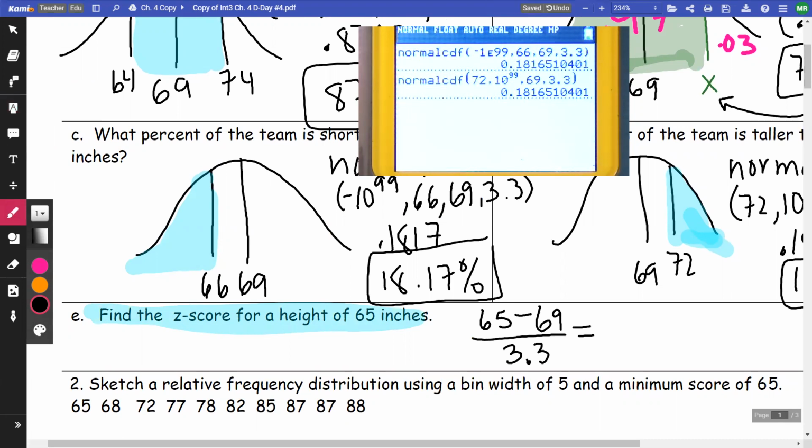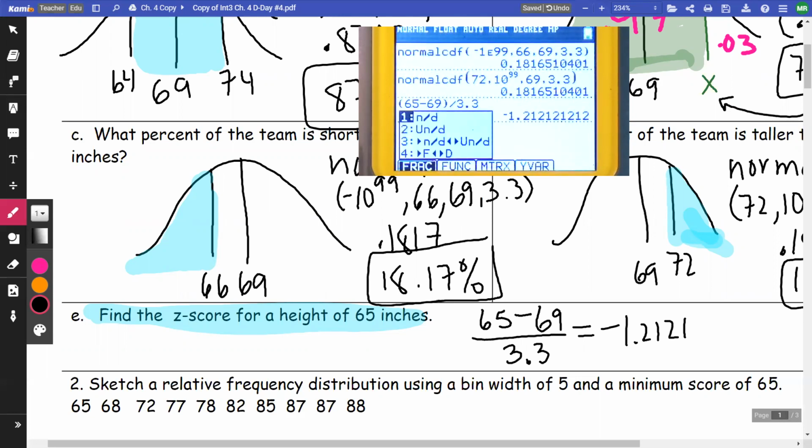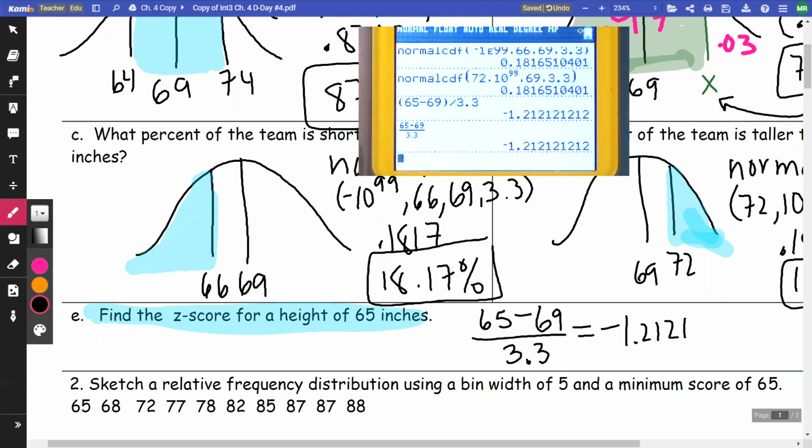So I'm going to put this into my calculator. I can do it 2 ways. I can go parenthesis, 65 minus 69, close my parenthesis so that whole thing computes, and then divide it by 3.3. And I get -1.2121. Or I could do the alpha y equal, which is your fraction. So 65 minus 69 over 3.3, and that will give us the same thing. We just have to make sure that we do the whole 65 minus 69 and get -4 first.